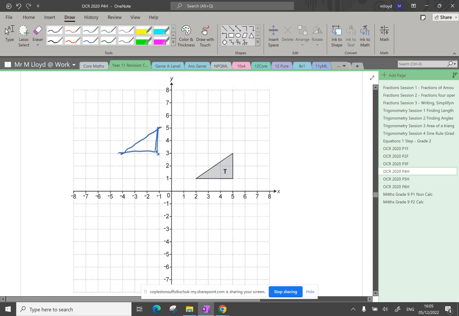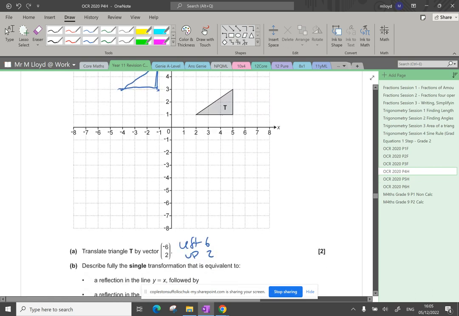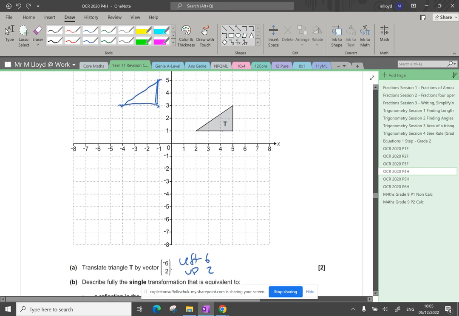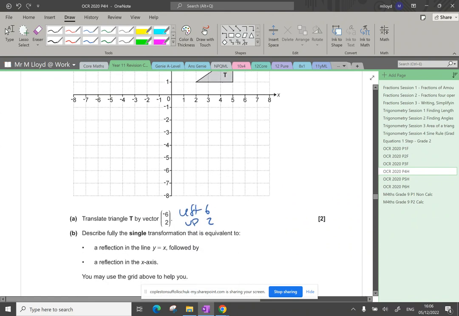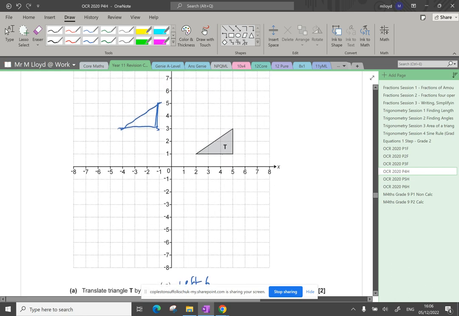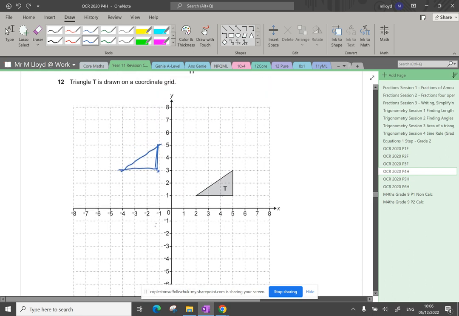So just want to make sure I'm not going to clash with that one. Reflection in the line y equals x. So that means this one will go over to here. 2, 1 becomes 1, 2. 5, 1 becomes 1, 5. 5, 3 becomes 3, 5. Super. That's gone to there.